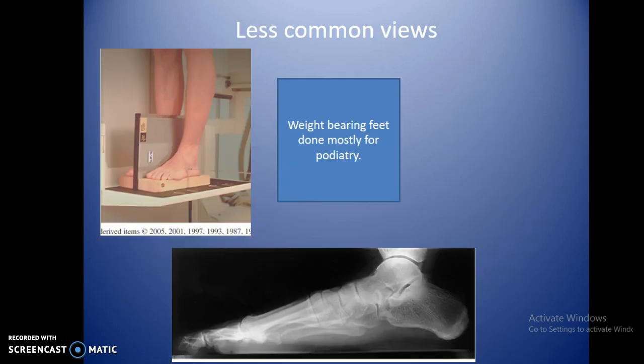Weight-bearing feet, done mostly for podiatry, but you will be doing those. In this case, you would be shooting a lateral medial projection because you're coming towards the outside of the foot instead of the inside.